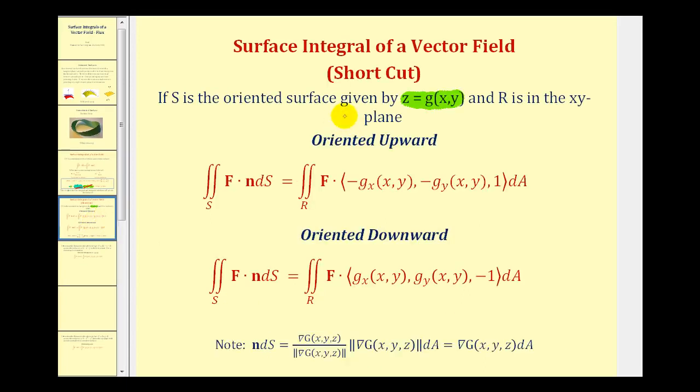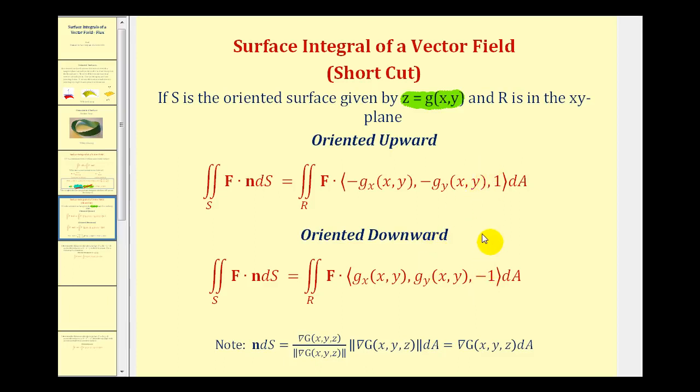So we often use the following shortcuts to evaluate the surface integral of a vector field given the orientation of the surface. If z is equal to g of x and y, and R is in the xy plane, we can use this double integral over the region R to evaluate the surface integral if it's oriented upward, and we can use this double integral over the region R if the surface is oriented downward. And notice the only difference between these two are the signs of the components as we see here.